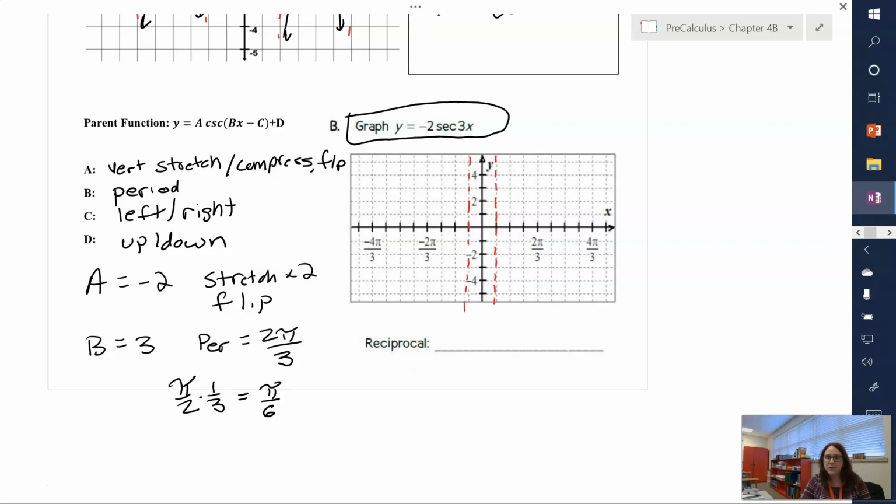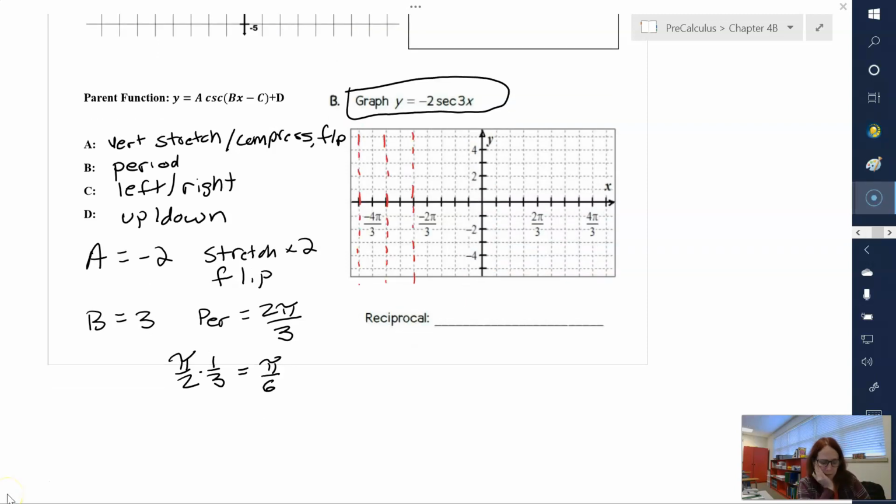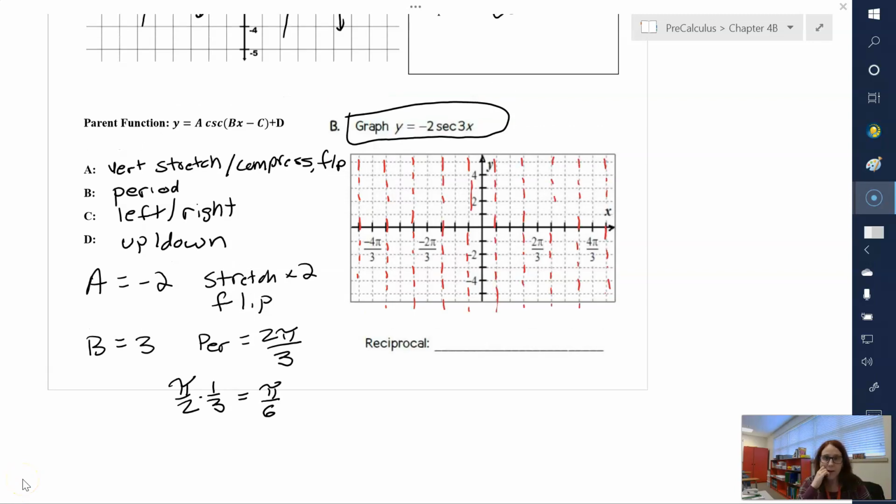So let's go ahead and sketch in our asymptotes. Okay, I've sketched in some asymptotes. Looks like some of them disappeared, so I can see if I can get them back. Okay, so here's our asymptotes, and I'm ready to start graphing.